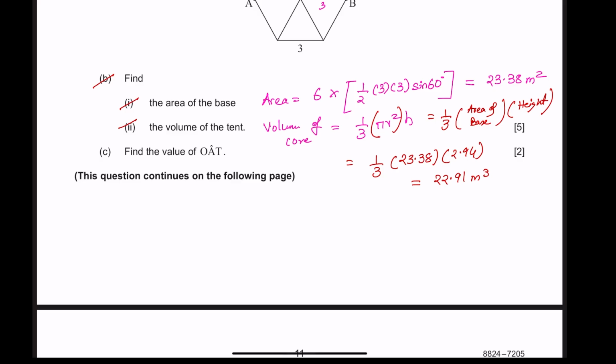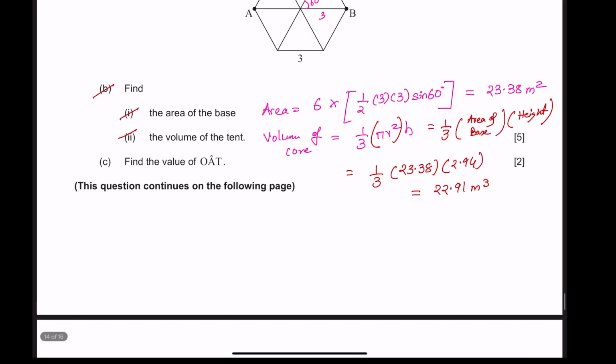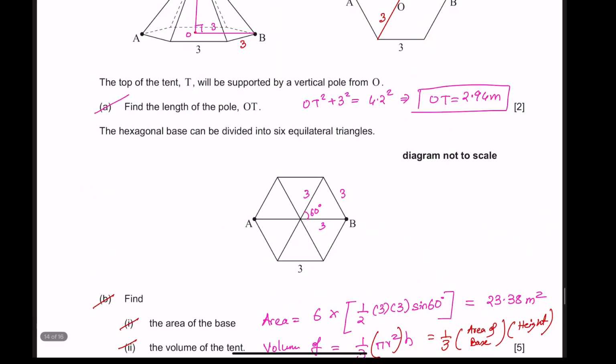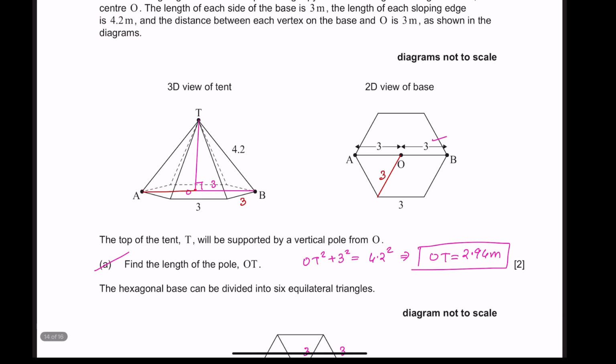Now moving on to part C, we have to find the angle OAT. We can actually find this angle using trigonometry. This is 3, this will be 2.94. Here, we can just use any formula you want. We can use cos theta. Cos theta would be 3 over 4.2. So theta would be cos inverse 3 by 4.2.